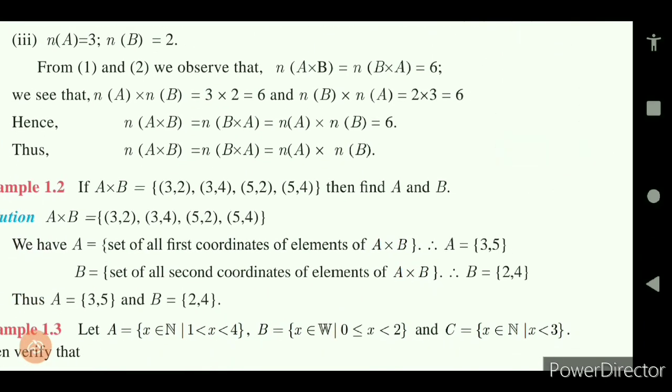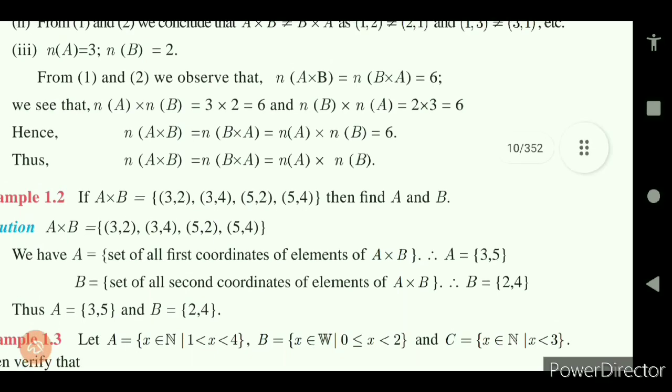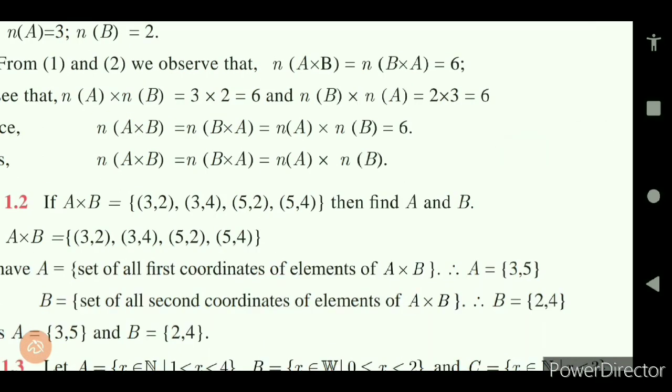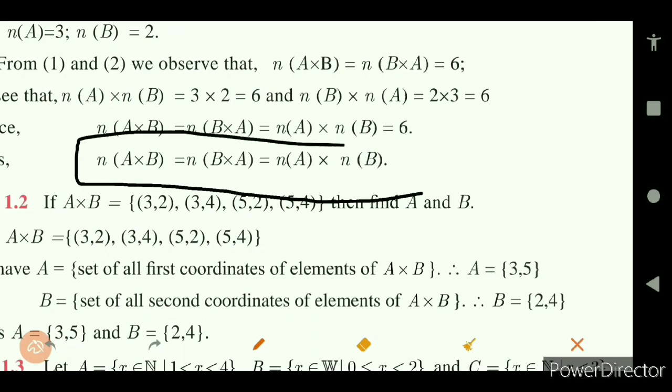n of A cross B is equal to n of B cross A is equal to n of A, number of elements in A, and number of elements in B, which is equal to 6. n of A cross B is equal to n of B cross A is equal to n of A cross n of B. This is the important statement we will use for our one words. Okay. Write it in your note and box it. It is a very important statement.